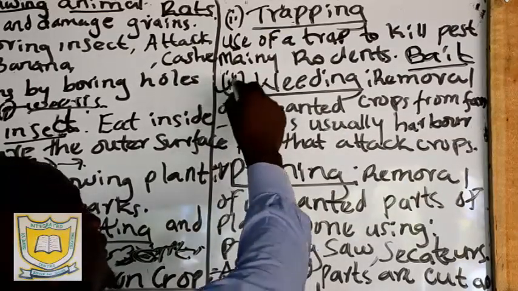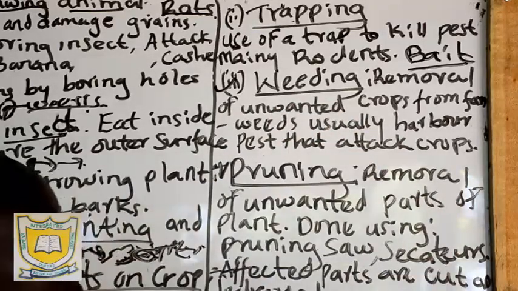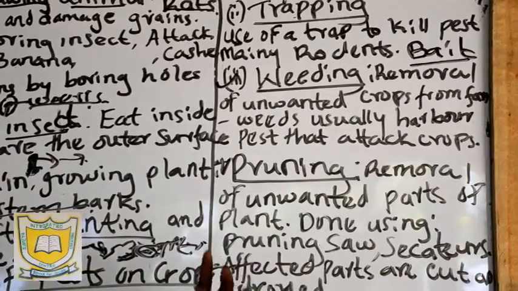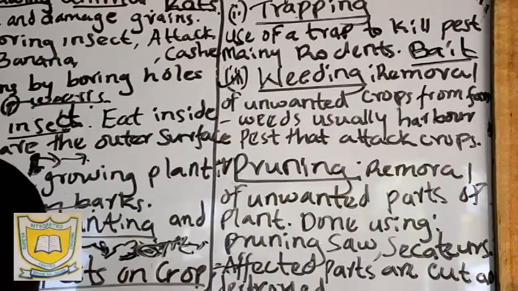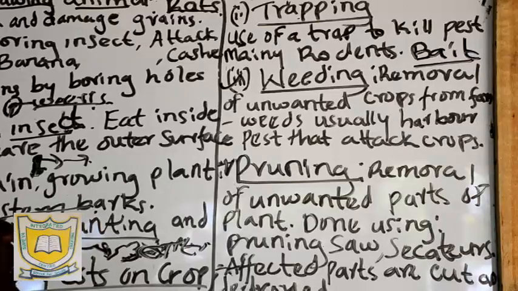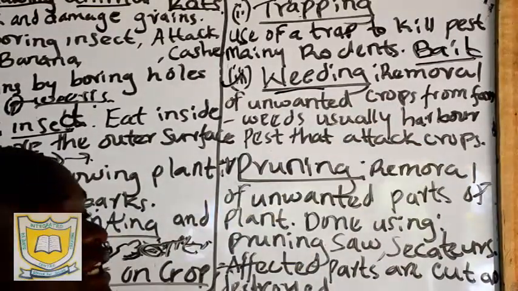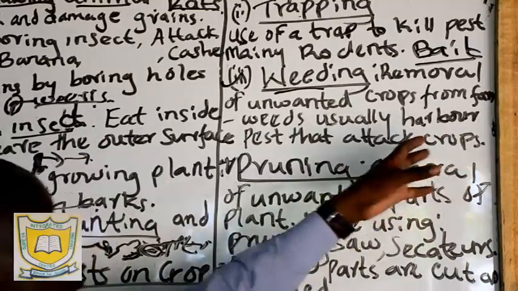Now, number three, we have what we call weeding. Weeding is commonly used by small-scale farmers, where the farm is very small and you cannot apply chemicals. Chemicals are used mainly in large-scale farming. Now, what is weeding? When you talk of weeding, this is just the removal of unwanted plants in the farm.